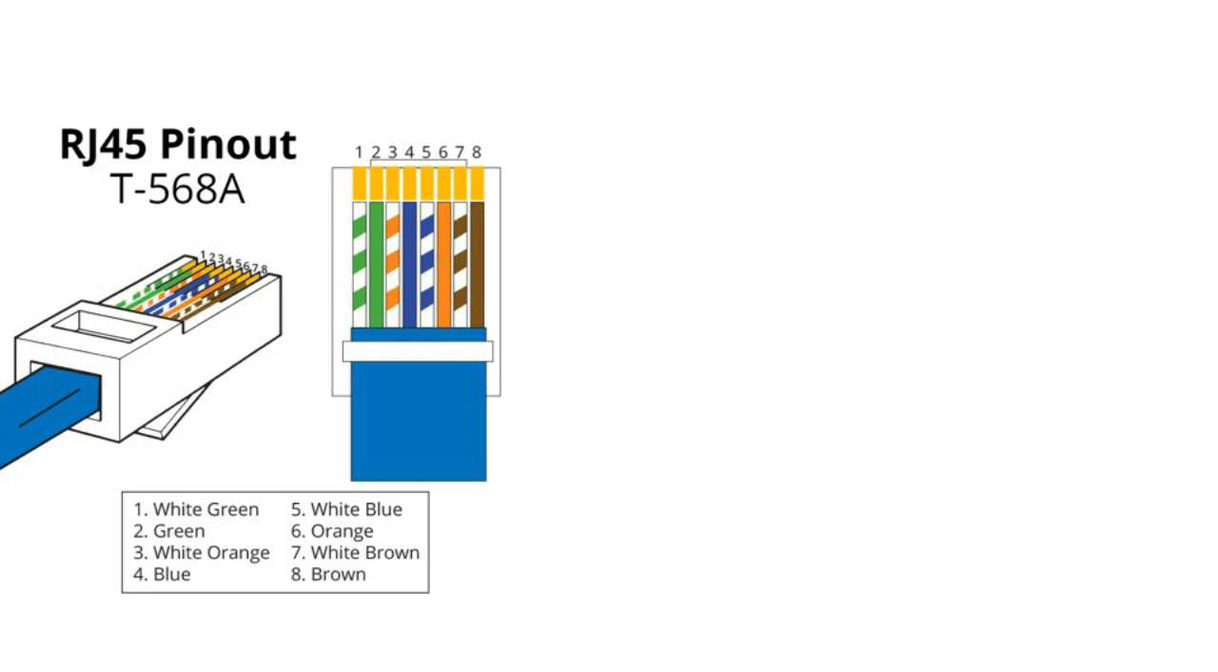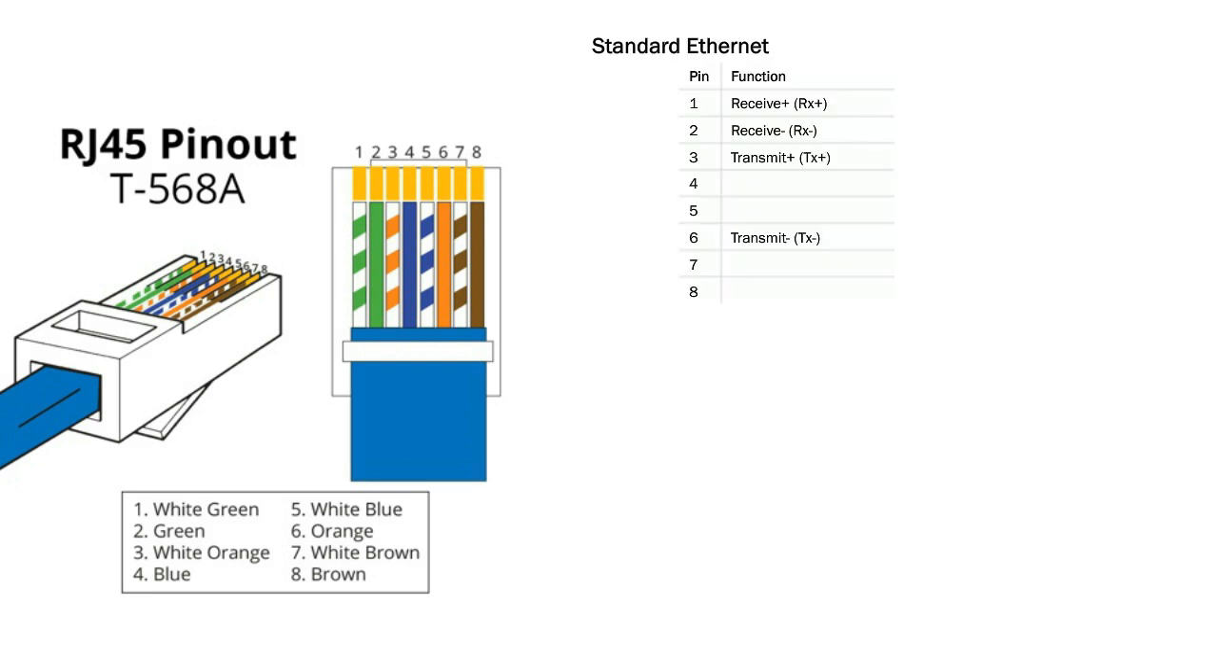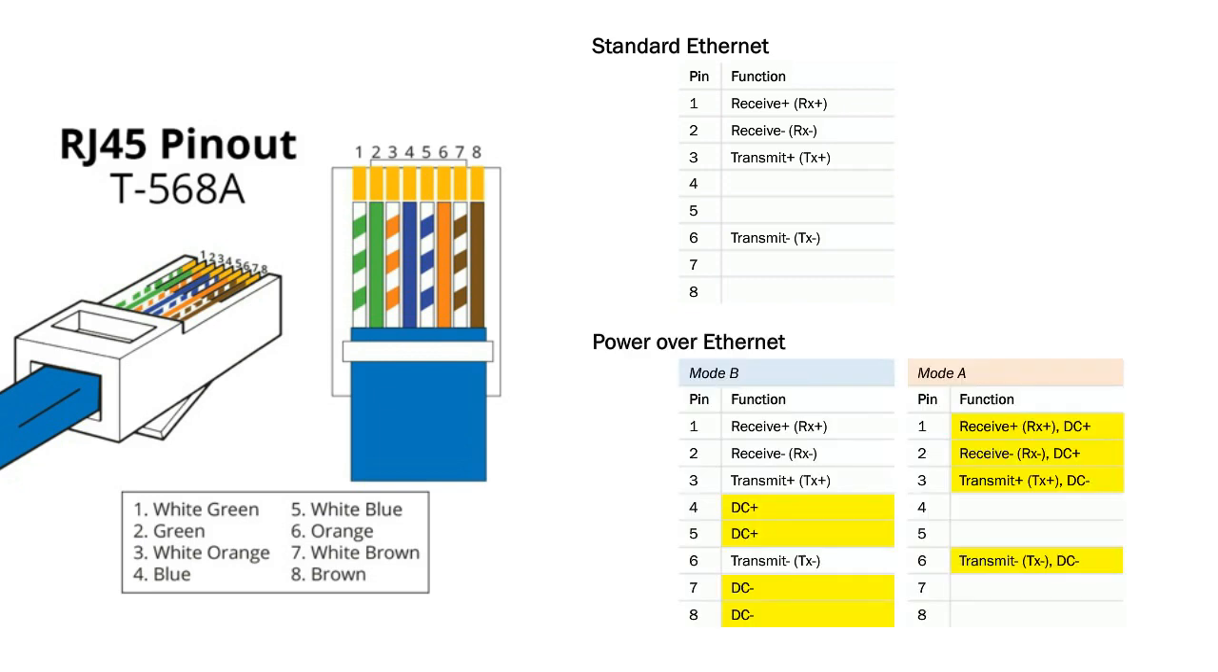And you can see the pin assignment here in this first table for standard Ethernet. The thing to note here is that only 4 of the 8 pins are used for receive plus, receive minus, transmit plus, and transmit minus. So that leaves 4 pins unused. The first implementation of PoE, shown here in the second set of tables, is what's called Mode B. This uses those 4 unused pins for transmitting DC power. There are 2 pins for DC plus and 2 pins for DC minus.